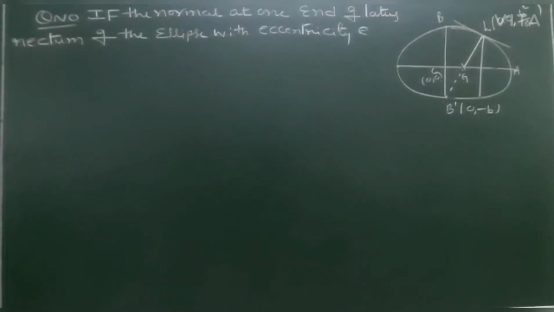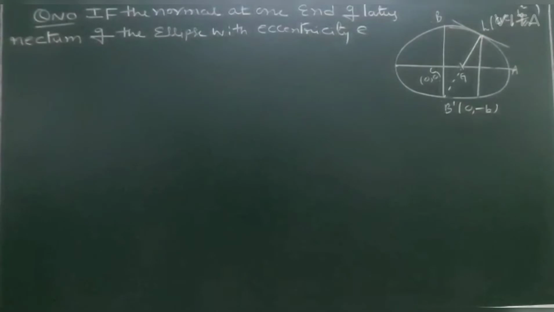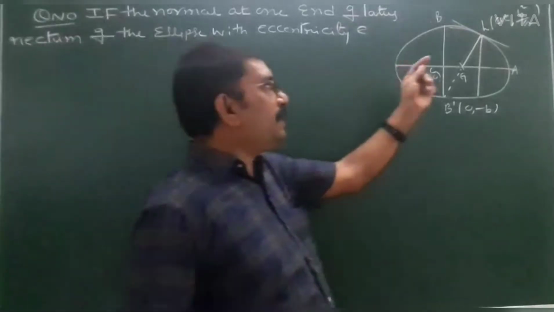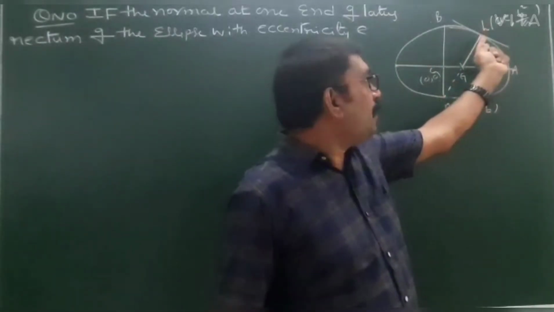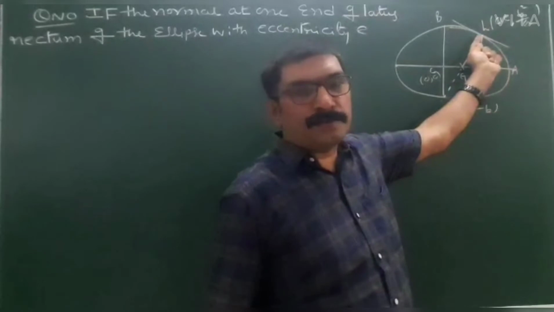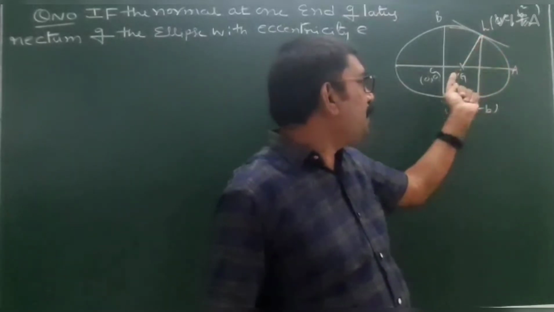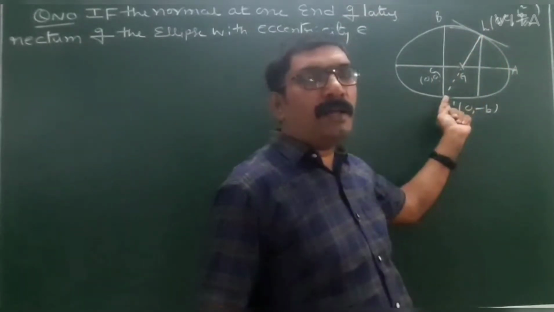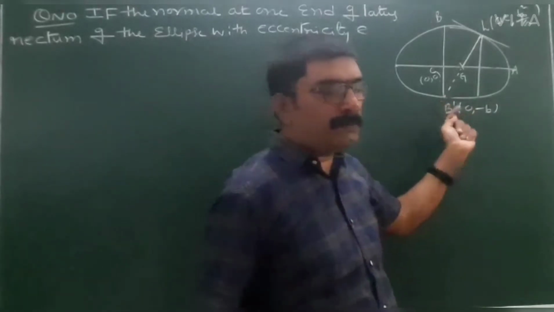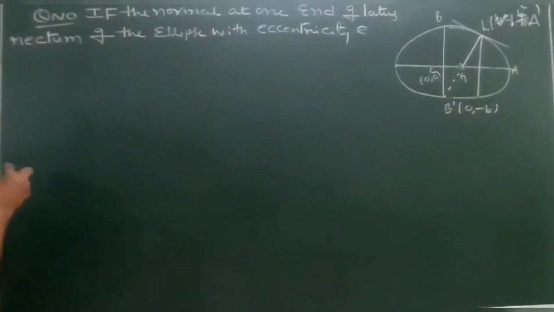A normal is drawn at one end of the latus rectum of the ellipse with eccentricity e. Suppose it passes through one end of the minor axis. Let us see. What's the equation? I go to this one, the solution of this one is.